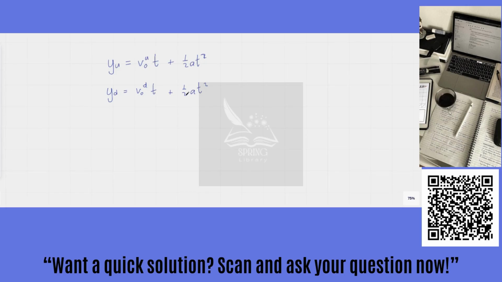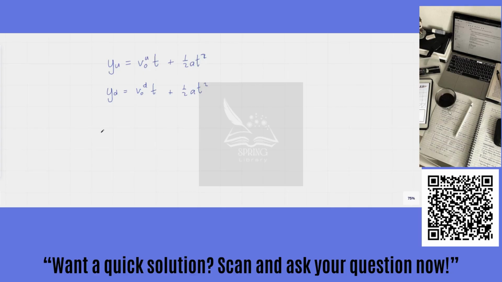Note that y up is the displacement of the upward moving stone above the base of the cliff, whereas y down is the displacement of the downward moving stone below the top of the cliff. h here is the displacement of the cliff top above the base of the cliff, as we can see in the drawing. Now the distances above and below the crossing point must add to equal the height of the cliff.